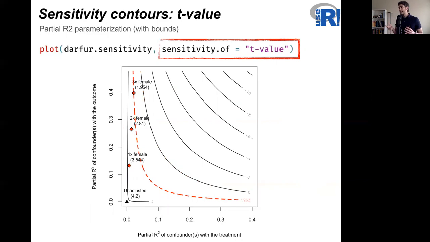Now we can also make the sensitivity contour plot for the t-value for testing the null hypothesis of zero effect. To obtain this, you can simply add the option sensitivity.of equal t-value to the plot command. In this plot, the axes are defined as before, but now the contour lines indicate the adjusted t-value. And note that here, the statistical significance is still robust to confounding once or twice as strong as Fameo. However, we cannot rule out that confounding three times as strong as Fameo would make the estimate statistically insignificant.